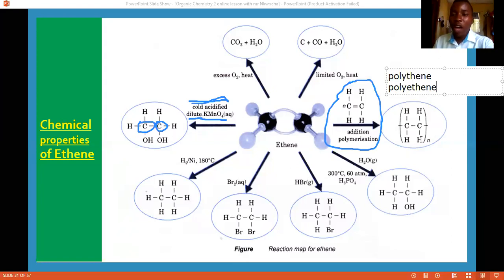So what is the reaction condition? I like talking about reaction conditions because they are important in the exam. So take note of that. Here we have an addition reaction with high temperature and high pressure. You can see the conversion of ethene to polyethylene, which is what we use in making plastic. Ethene is a raw material for plastics. Polyethylene is an example of plastic. Take note of that. There are also polyvinyl chloride and other plastics derived from ethene.